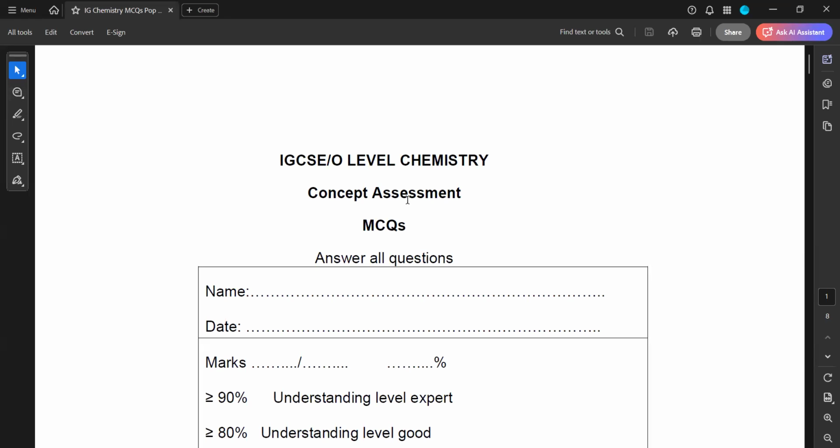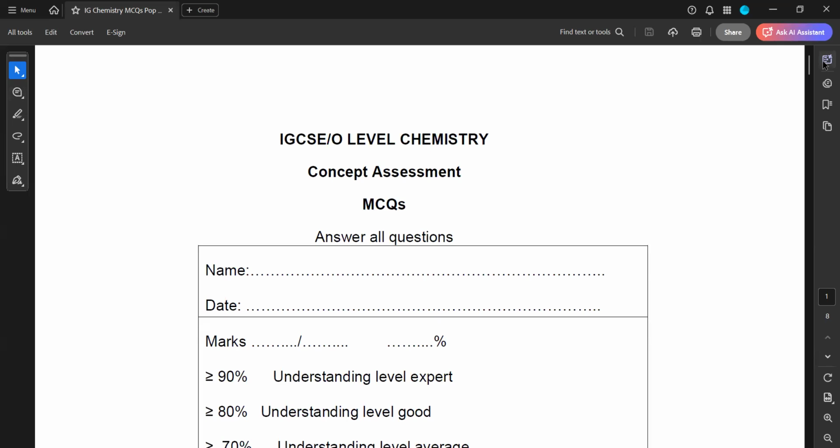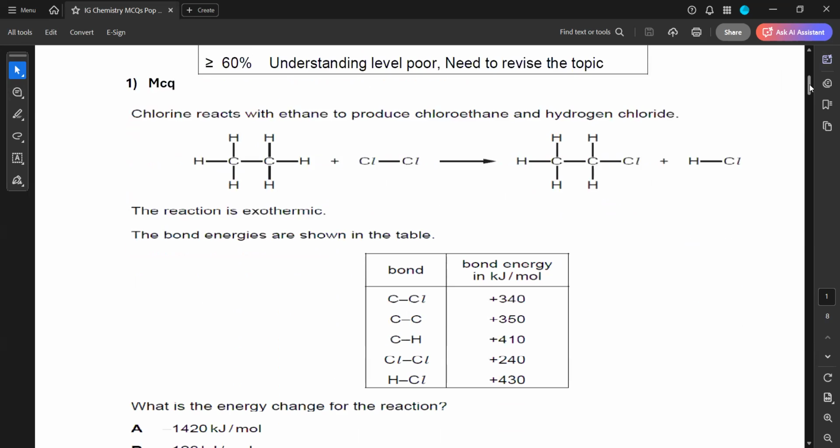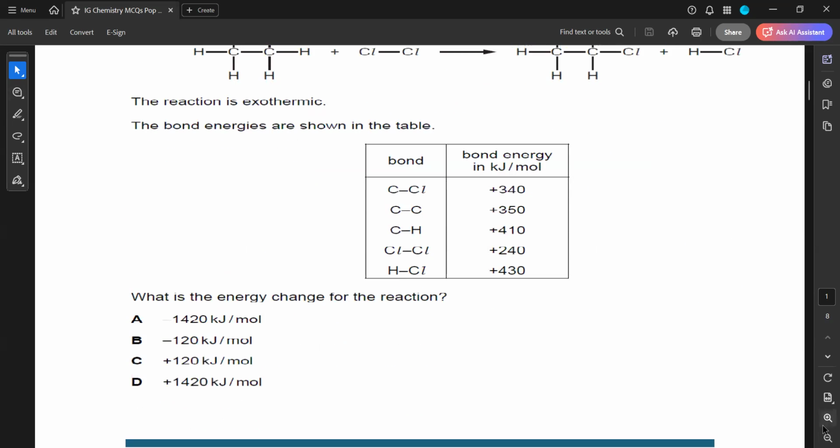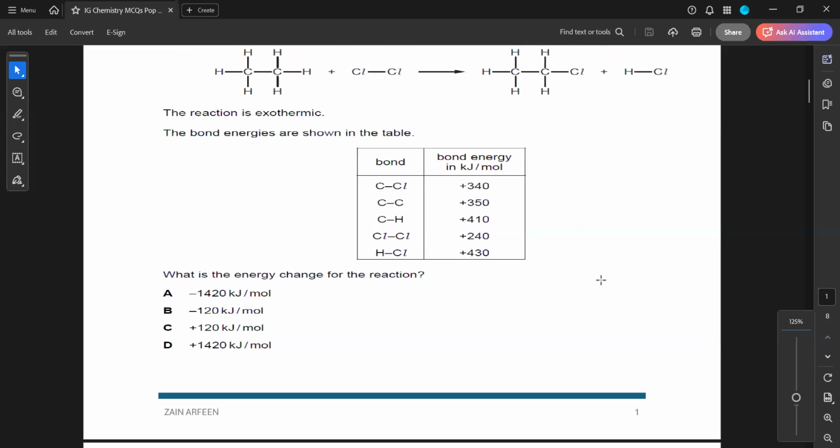We begin the session with the MCQs for Pop Quiz 11. If you have any doubt or a question, you can ask. Otherwise, if you don't have a doubt, I will just mention the answer. Question number 1, the first MCQ, any doubt?